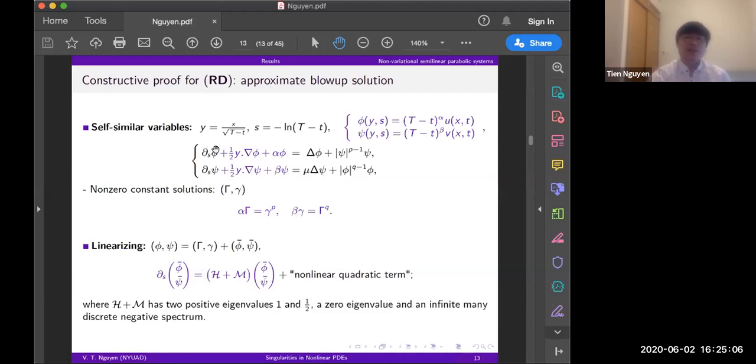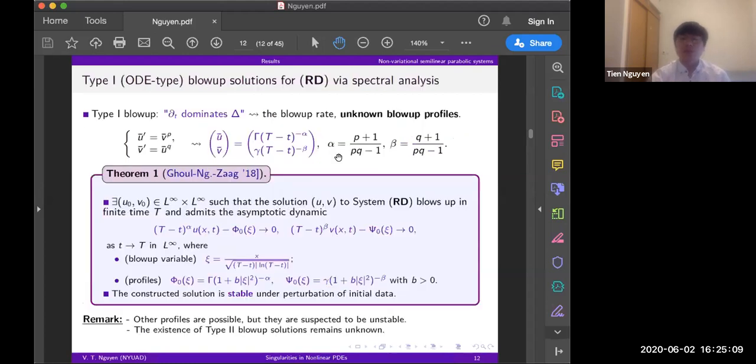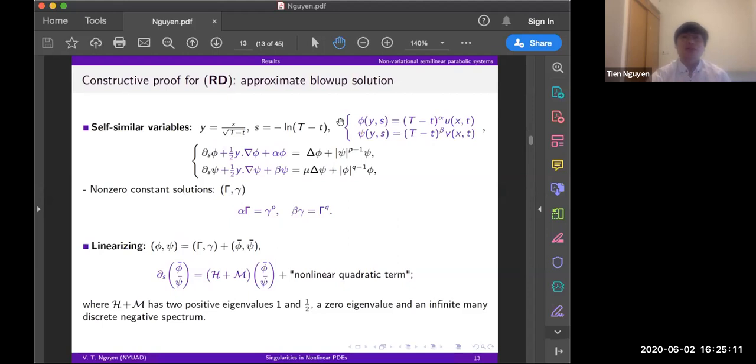So how can we construct a good approximate solution? As we know, we are concerned with the Type II blow-up, where we know the blow-up rate. So it's very natural that we rescale the solution to order one, by considering this transformation. It means that we zoom in on the solution near the blow-up point, and we slow down the time. As a result, we write a new system. The new system is almost the same, but we have some additional scaling terms, mainly coming from when we take the time derivative.